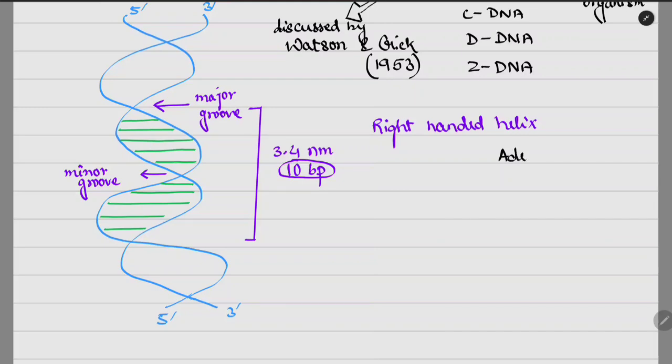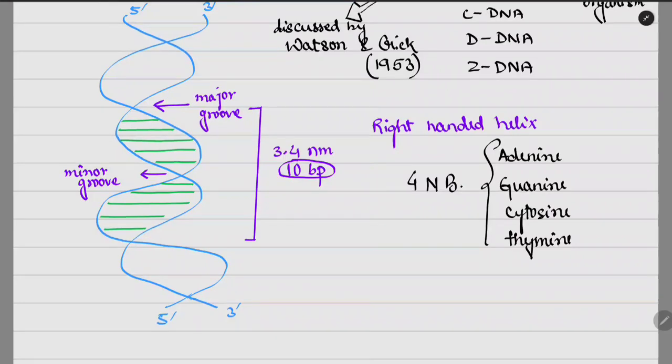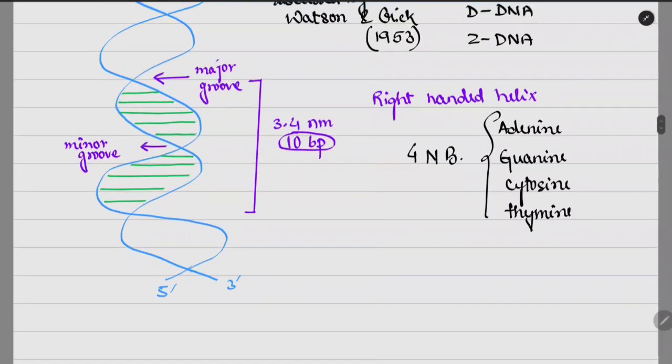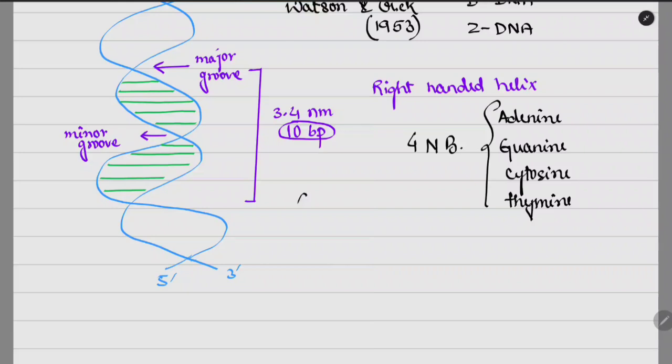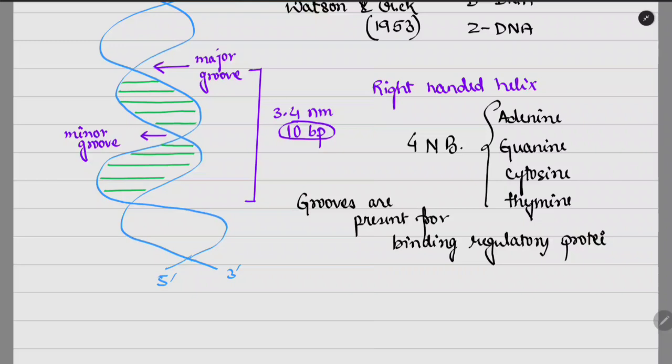Now the base pairs are made from the nitrogenous bases, that is adenine, guanine, cytosine and thymine. Okay. These are the 4 nitrogenous bases, and these grooves are present for binding of regulatory proteins. DNA is a vast molecular structure, and for its maintenance and regulation, regulation in the sense of the different processes taking place along with the maintenance of DNA, the regulatory proteins are very much required for its viability or maintenance.